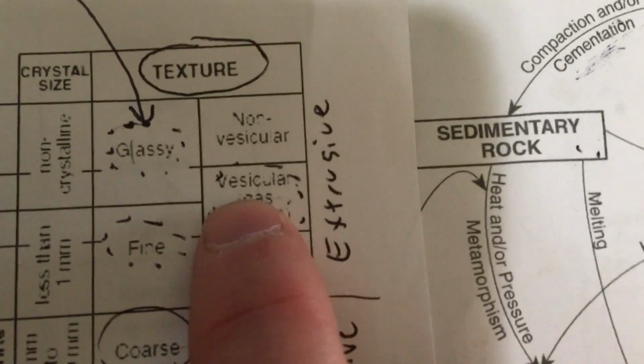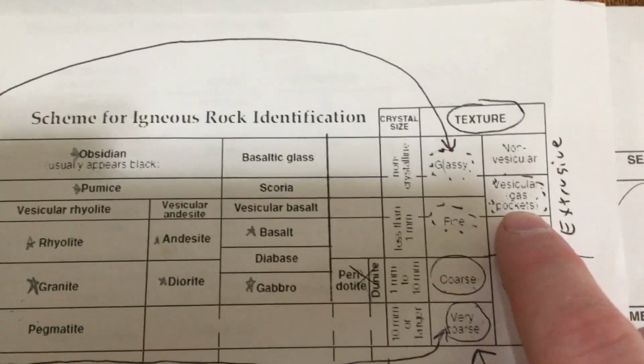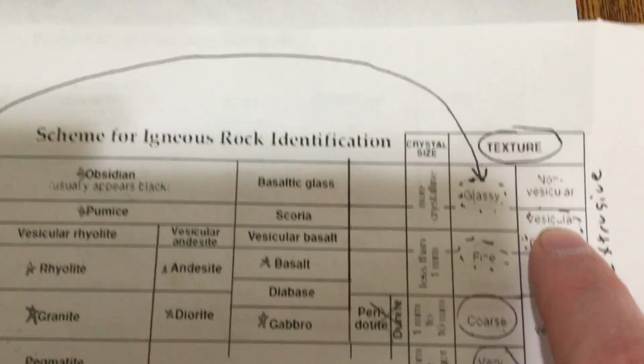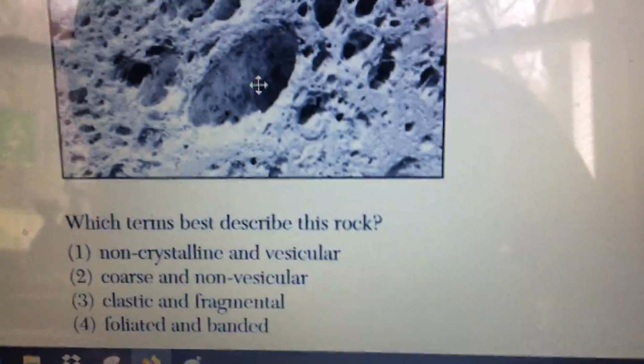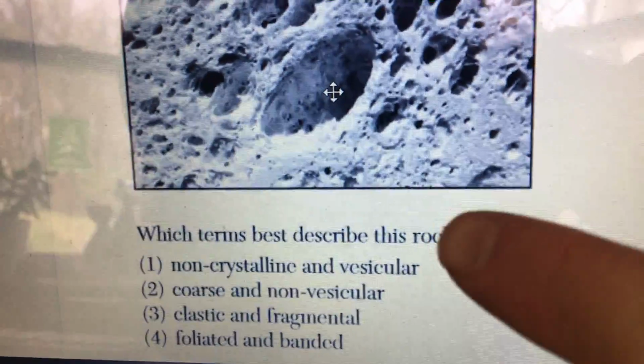Or don't know and just... Mine didn't print very well here, but it tells you vesicular is gas pocket. So if you just remember, hey, that gas pocket thing is over here somewhere. Gas pockets are vesicular. That probably should be close enough to get us our answer. Yeah, number 1, it's vesicular.